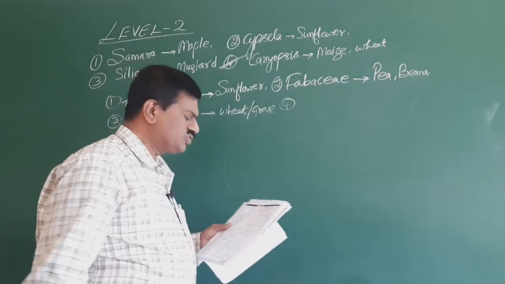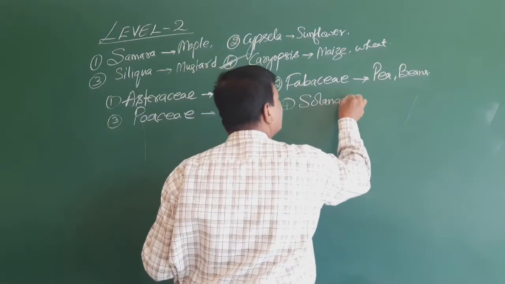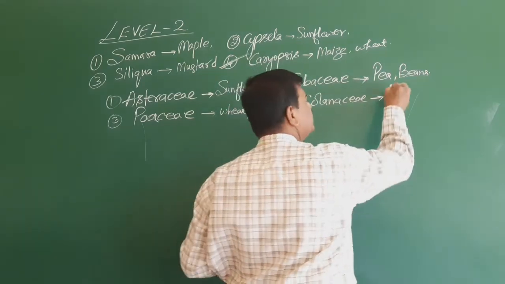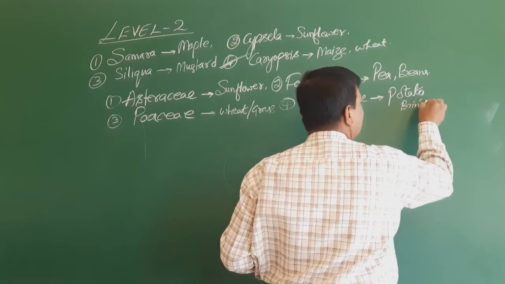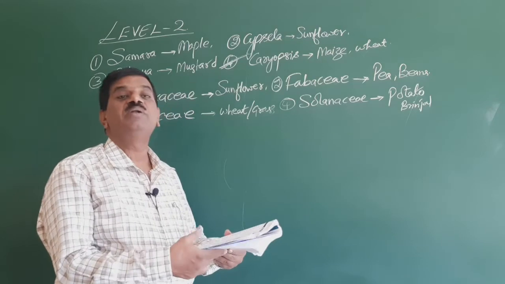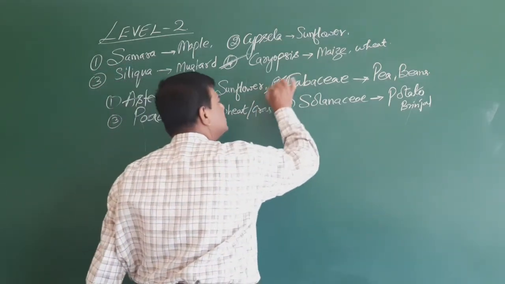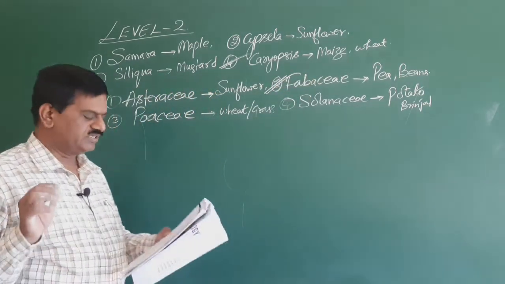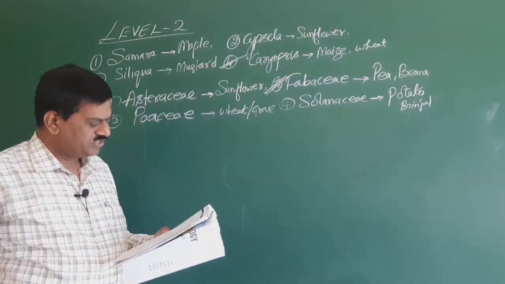The fourth option is the family Solanaceae, which includes potato and brinjal. Here the question is, the plants which provide pulses belong to the family Fabaceae. Fabaceae has beans and pea, all these are nothing but pulses. So the right answer is the second option. Next, 20th question.